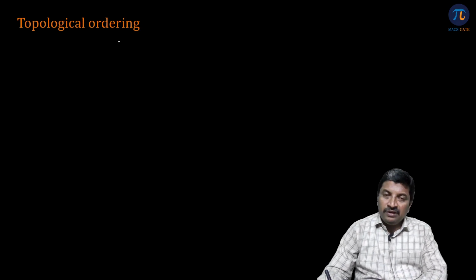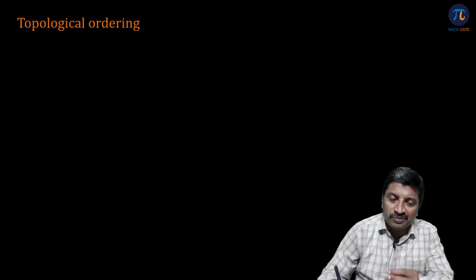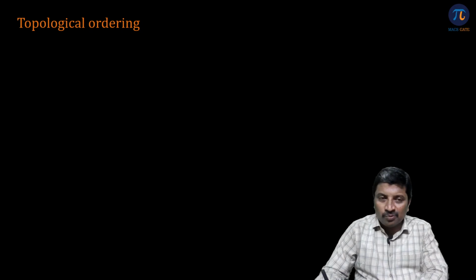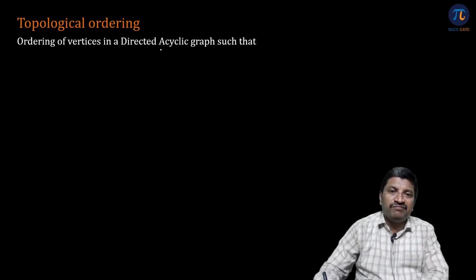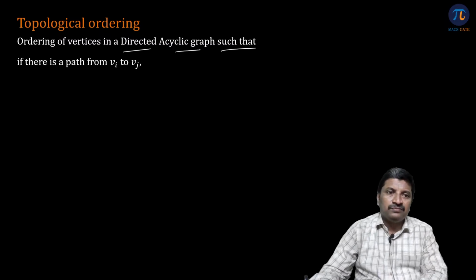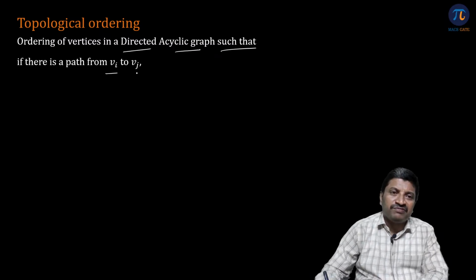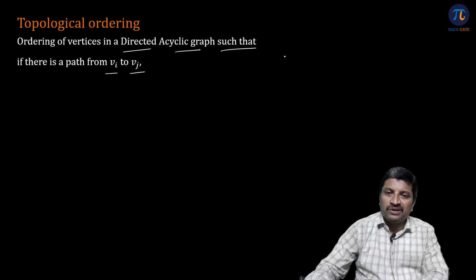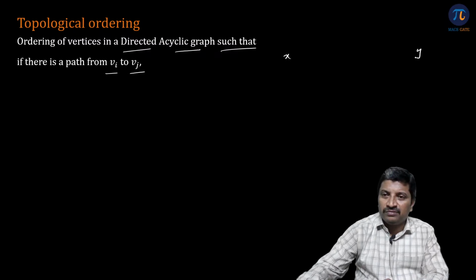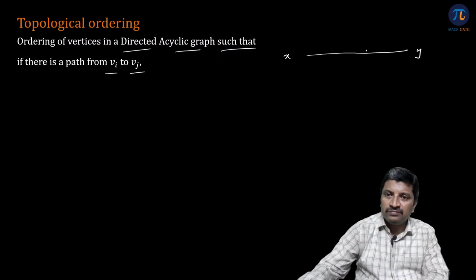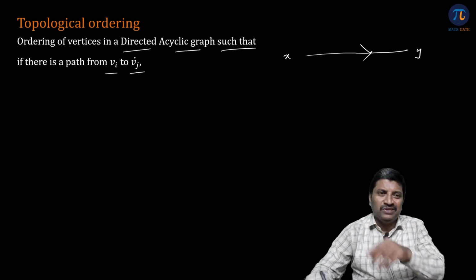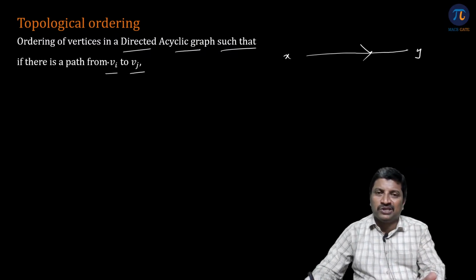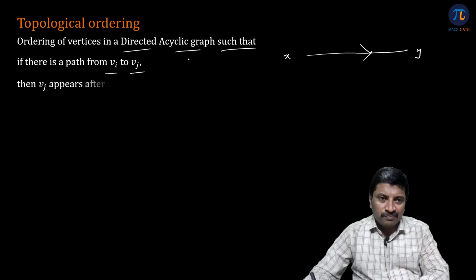Topological ordering. We need this concept from algorithms. Let me give a brief introduction about topological ordering. It is an order of vertices in a directed acyclic graph such that if there is a path, like from x to y, or an edge, then... actually, instead of saying a path, you can simply say edge also, but let me have it.